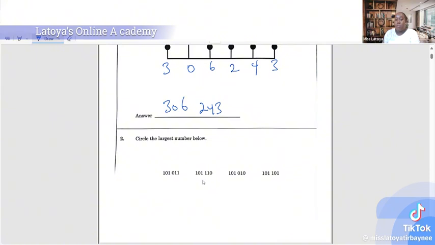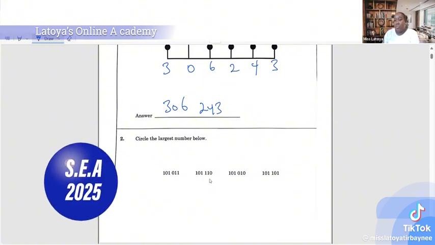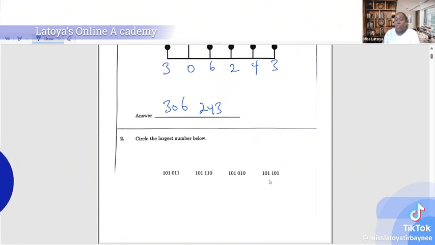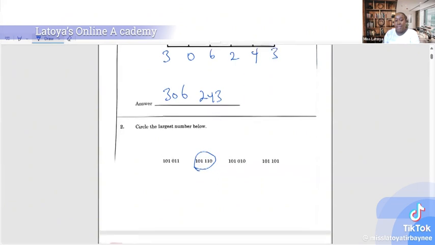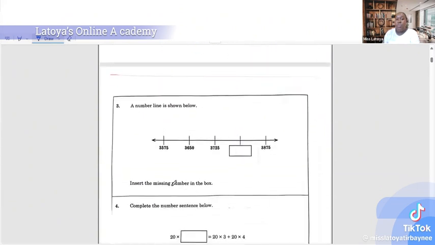Circle the largest number below. 101,011, 101,000, 110, 101,010, 101,101. So the largest is going to be 101,110.